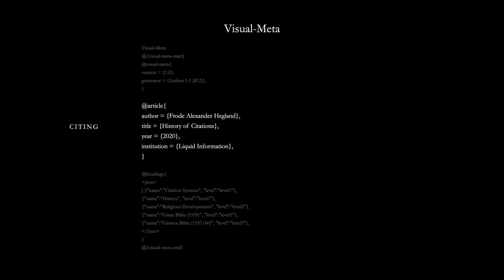It's broken into three parts. The first is an introduction where it introduces itself. It says what version it is and what software generated it. The next bit is actually only plain BibTeX, saying who the author is, the title, year, institution, and so on, in a completely human readable format, as you can see.